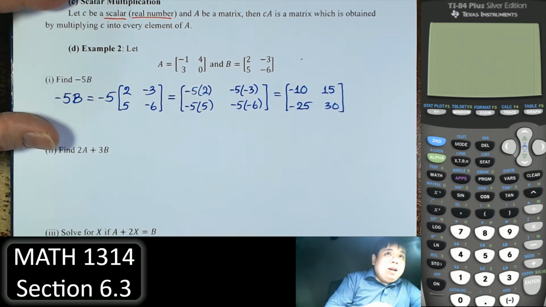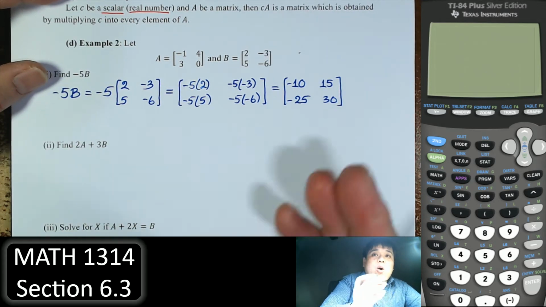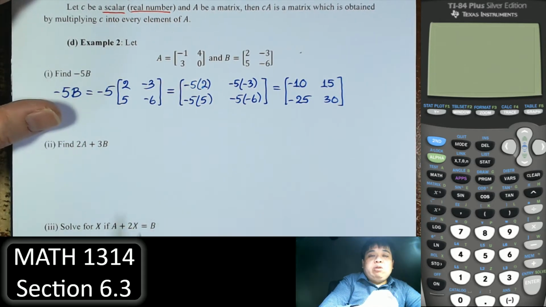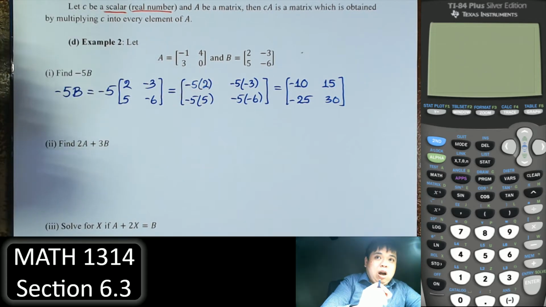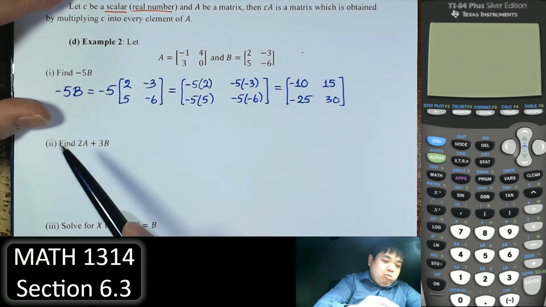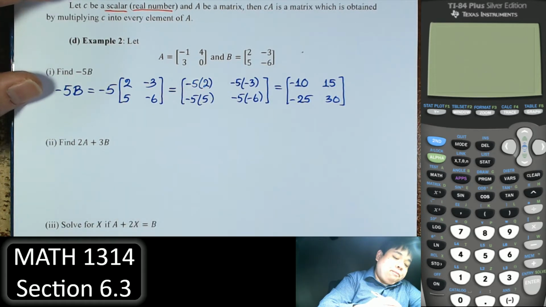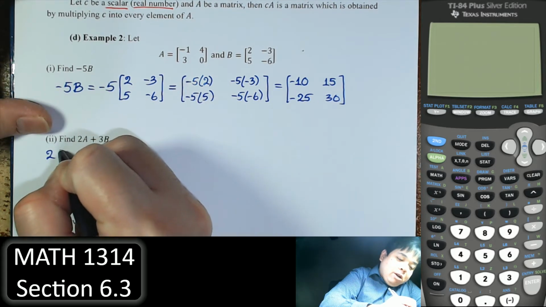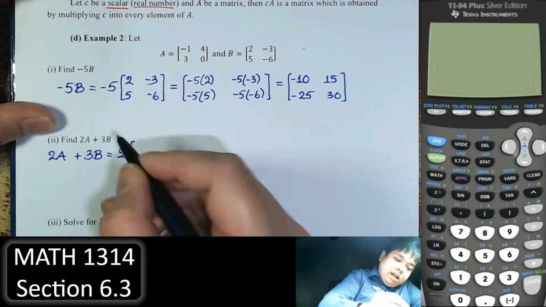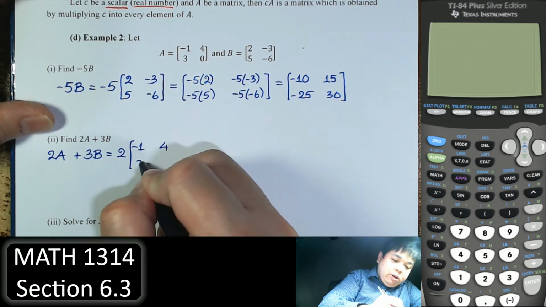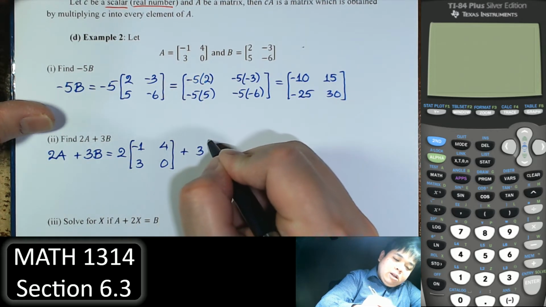Right. Next, we have 2 times matrix A plus 3 times matrix B. So this is just order of operations, multiply, divide, before add or subtract. In this case, we do not have division in matrices, so just multiply. Actually, this is multiplied by the scalar, so multiply first and then add or subtract. So 2 times the matrix A of negative 1, 4, 3, and 0, plus 3 times matrix B.